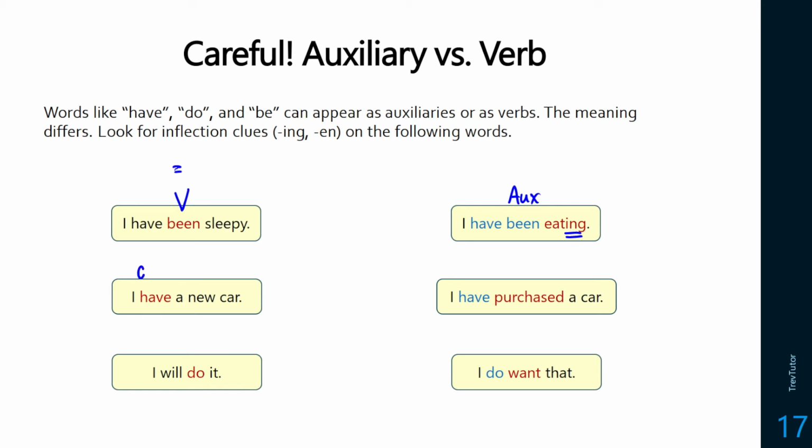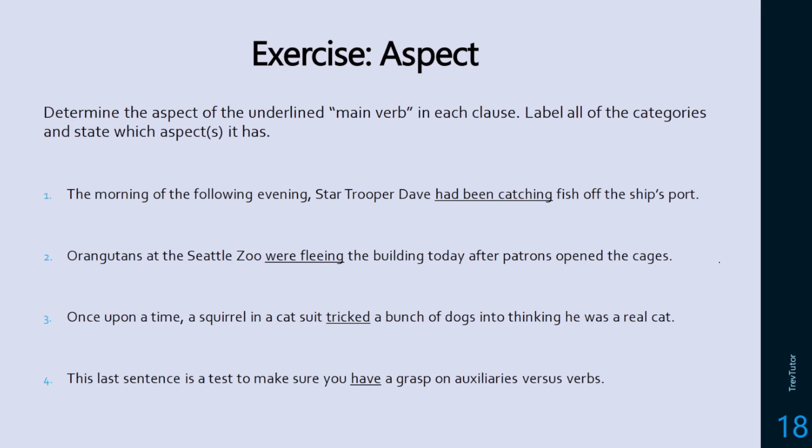"I have a new car." Now this "have" is the meaning of ownership. This is just a verb. But for "have purchased," this is now the perfective. And we see that -ed, -en suffix on the verb. Finally, "I will do it." This is now an action. So this is the verb. While for "I do want that," well, now this is supporting "want." So "do" is an auxiliary, and its role is emphasis. So "I do, in fact, want that." So we can be careful there, and structures will be different depending on which one you have.